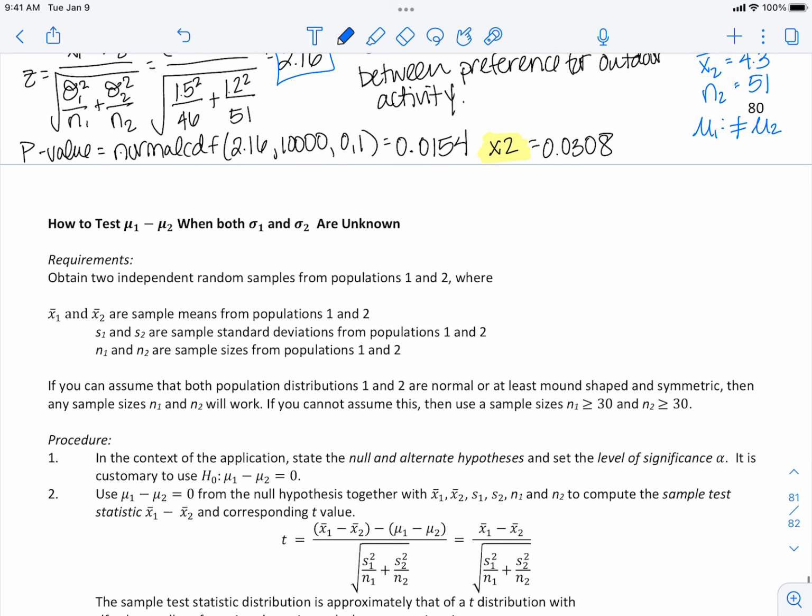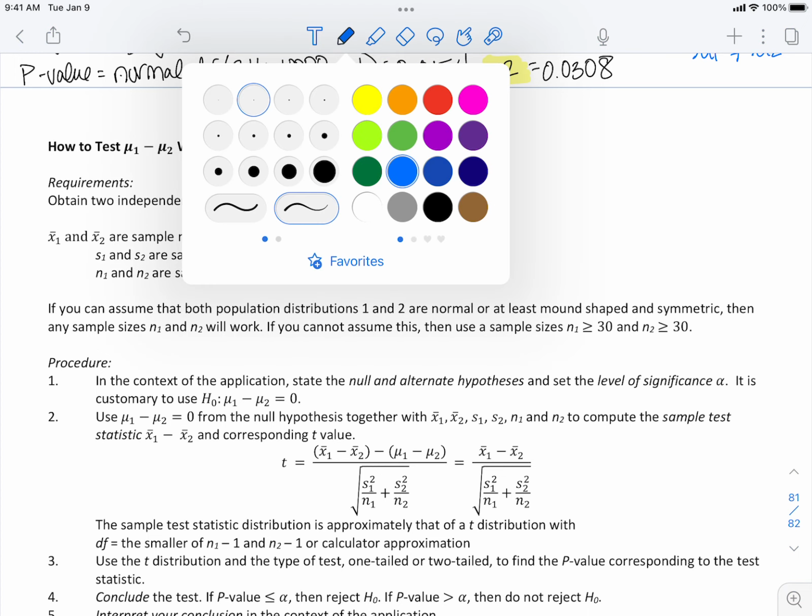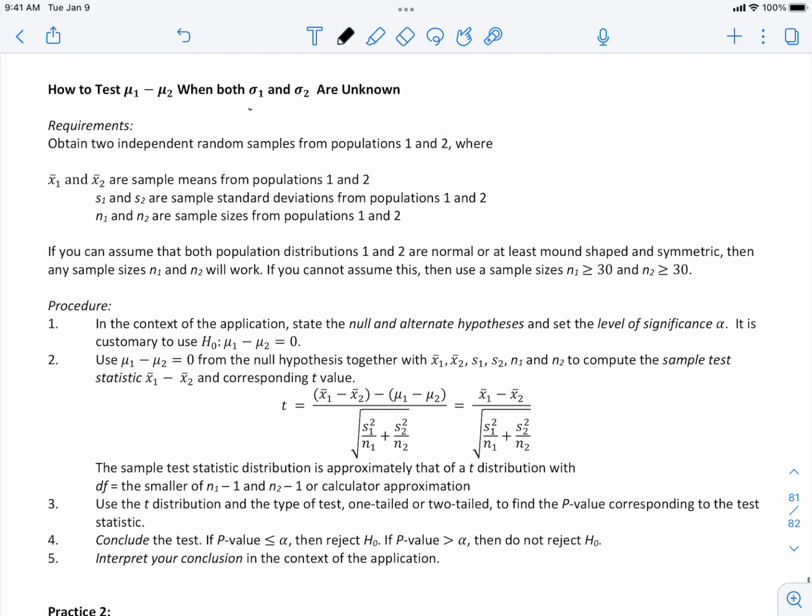Okay, next we're going to test mu1 minus mu2 when both sigma 1 and sigma 2 are unknown. Now, when they're unknown, that means we're going to use S1 and S2, the sample standard deviations. So we're going to use a 2 sample t-test. Everything starts similar. We have 2 independent random samples from populations 1 and 2, where x1 bar and x2 bar are sample means from populations 1 and 2. S1 and S2 are sample standard deviations from the populations, and N1 and N2 are sample sizes from the populations.